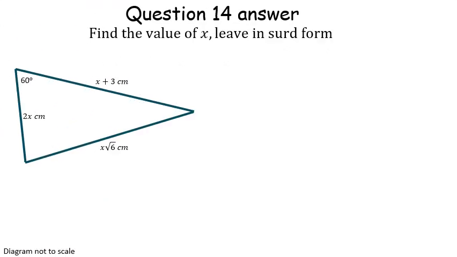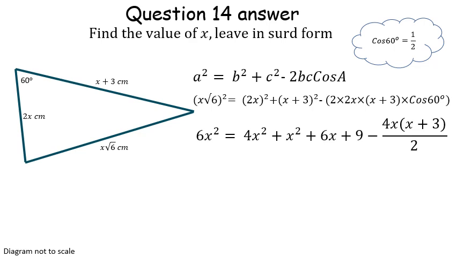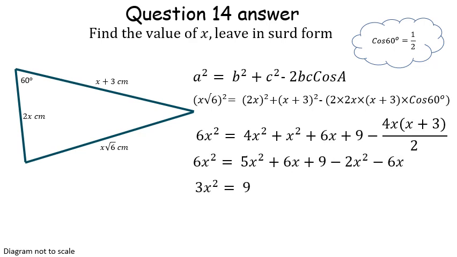Question 14. Here we can see that we have enough information to use the cosine rule. We can also use that cos 60 degrees equals a half. Once multiplied and terms are collected, we end up with x equals the square root of 3. Remember, we cannot use the negative square root for a length.